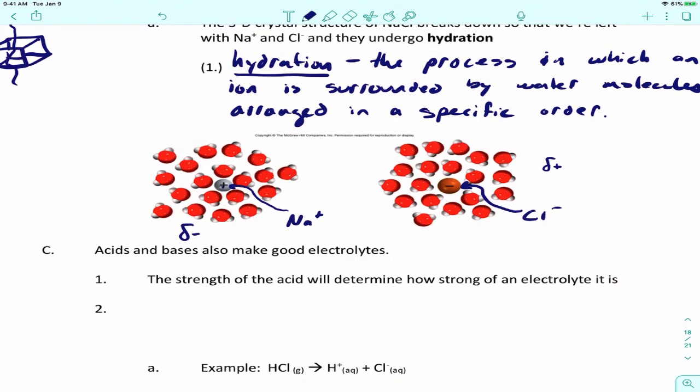You take a solute, dissolve it in water. This is what happens. The three-dimensional structure of that solid breaks up so that it releases these ions, and then the ions are bombarded by water molecules.